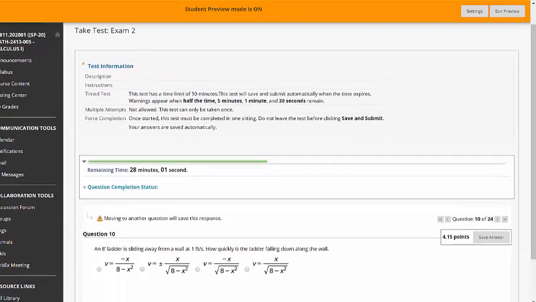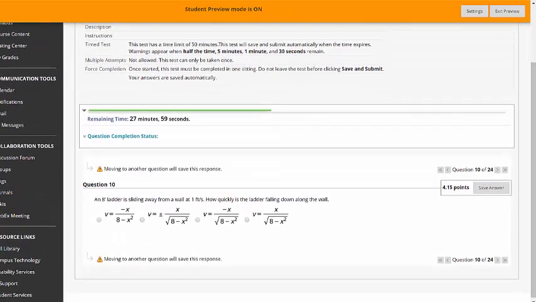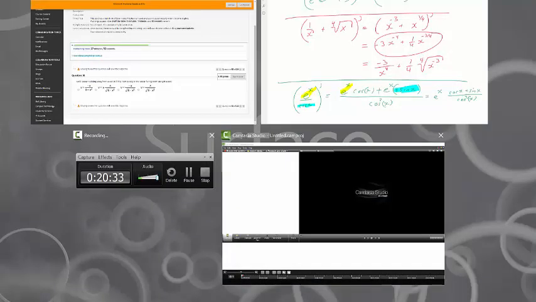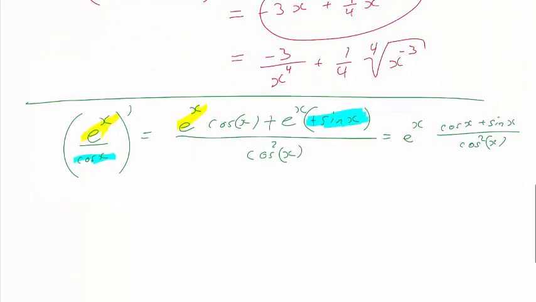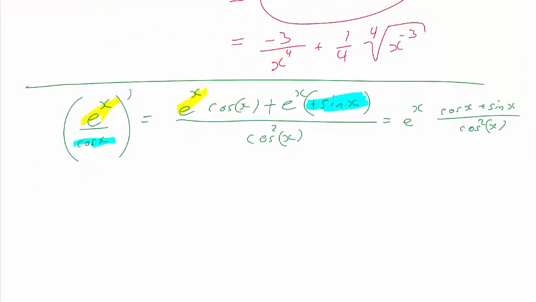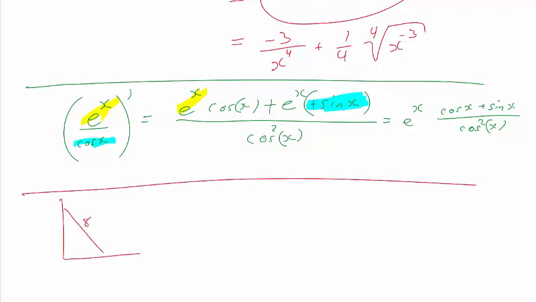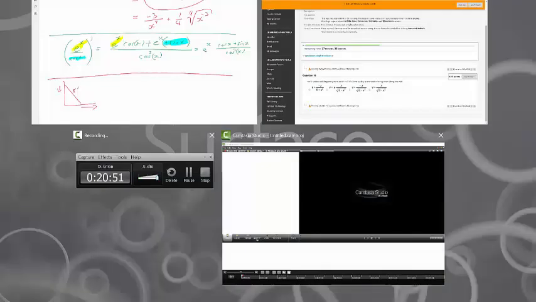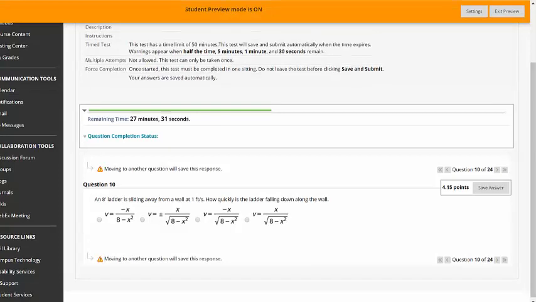An 8-foot ladder is sliding away from a wall at 1 foot per second. How quickly is the ladder falling down along the wall? All right, so we've got an 8-foot ladder. You always want to draw the picture to be able to see it. 8 feet. It's sliding down this way, which means it's sliding out. It's a rigid ladder. And what was the other given? It was sliding away from the wall at 1 foot per second. Okay, so that makes things nice.